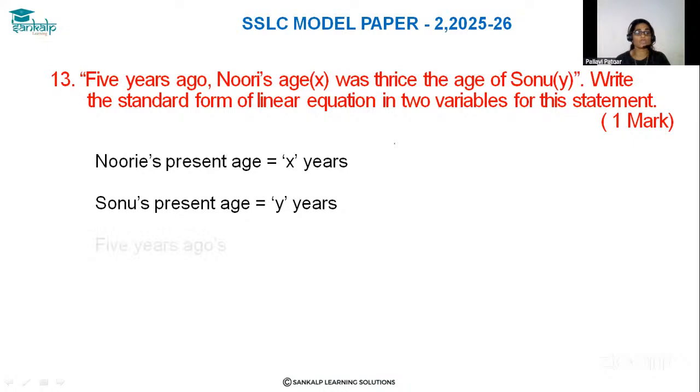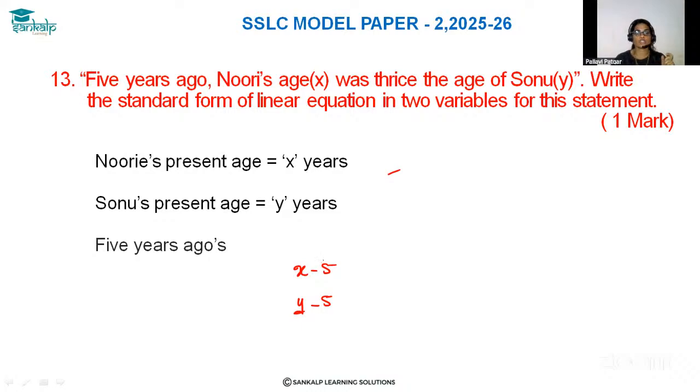Okay, so 5 years ago, their ages, what will they be? 5 years ago, Nouri's age will be X minus 5 and Sonu's age will be Y minus 5, respectively. So formulate the equations. So what is the problem stating? The problem states that 5 years ago Nouri's age was thrice the age of Sonu.